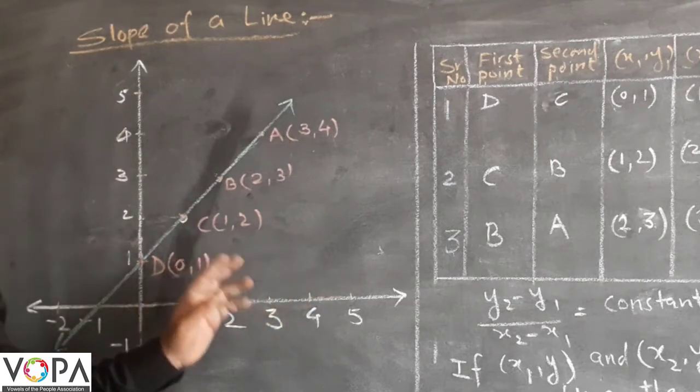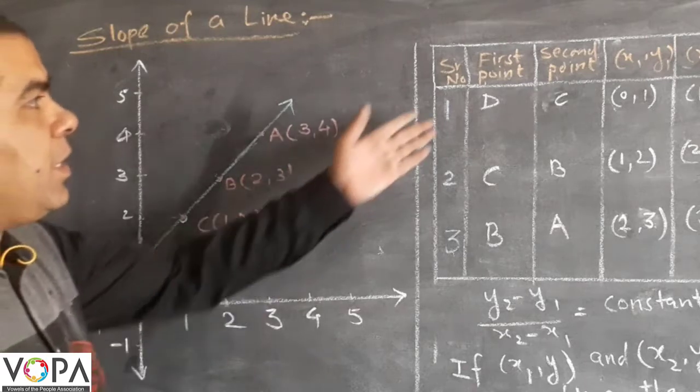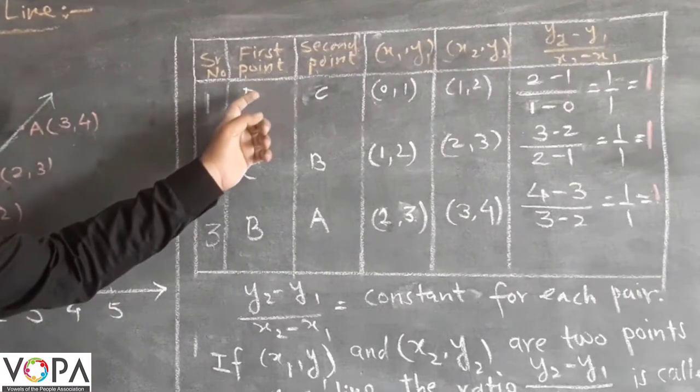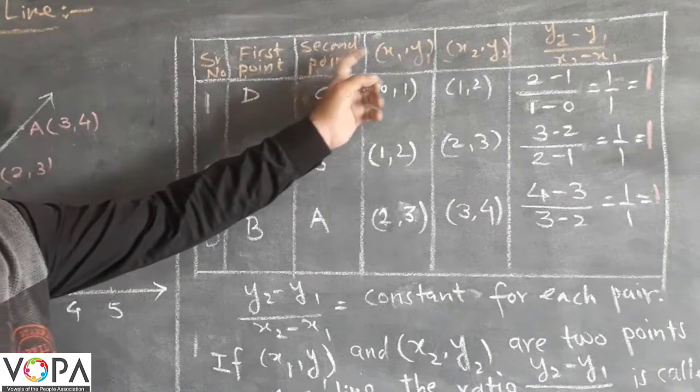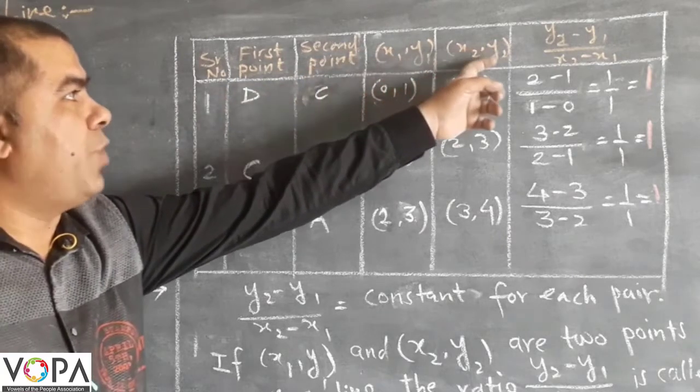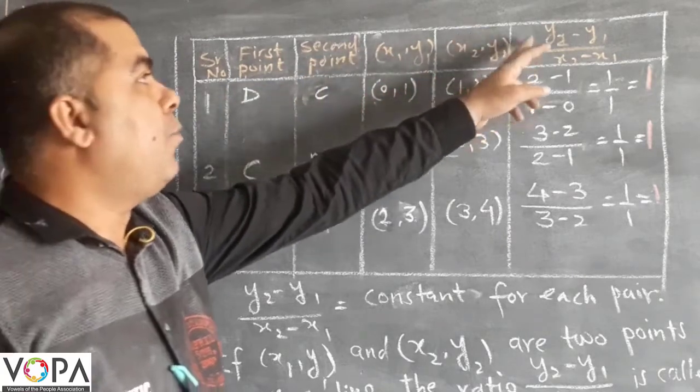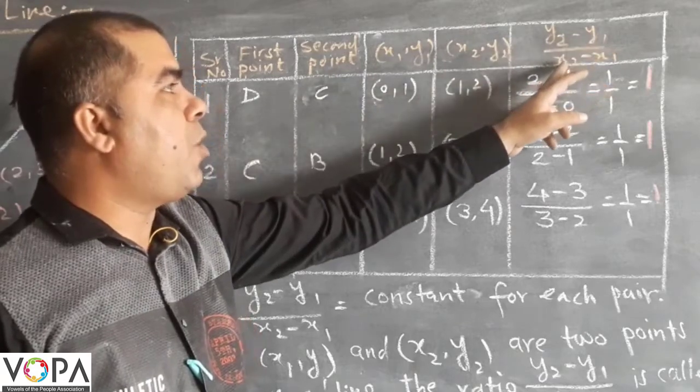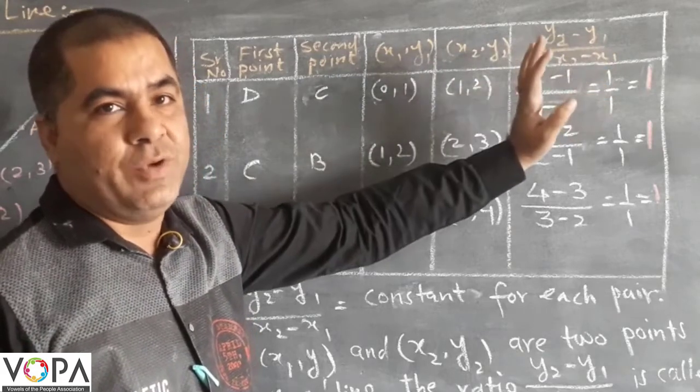Okay, now make the table like this. First point, second point, x1, y1 and x2, y2. And find y2 minus y1 upon x2 minus x1.